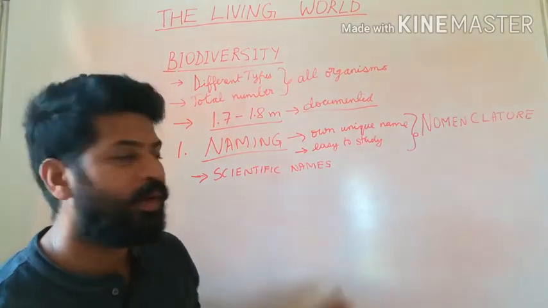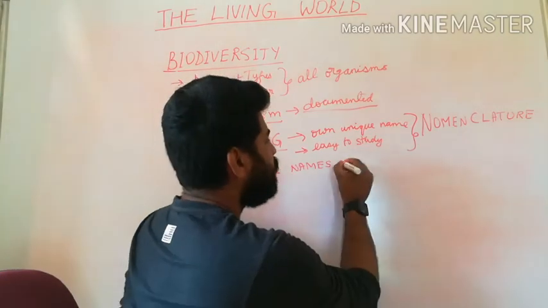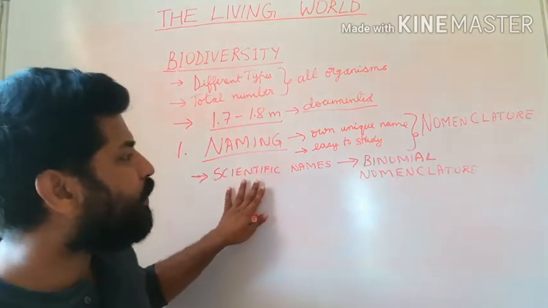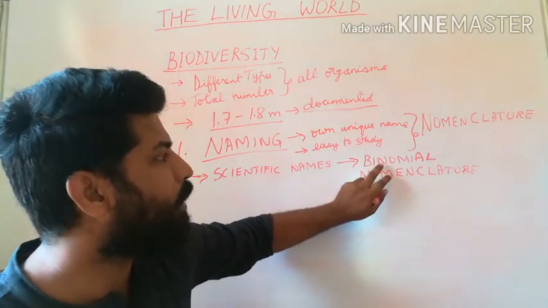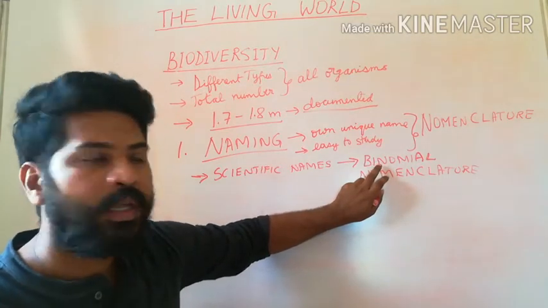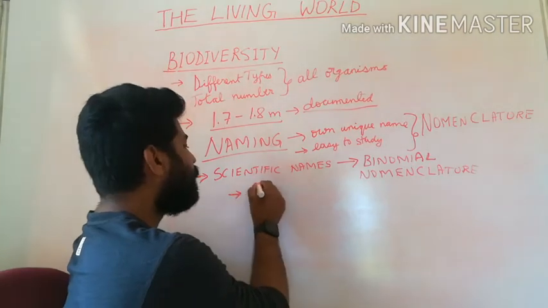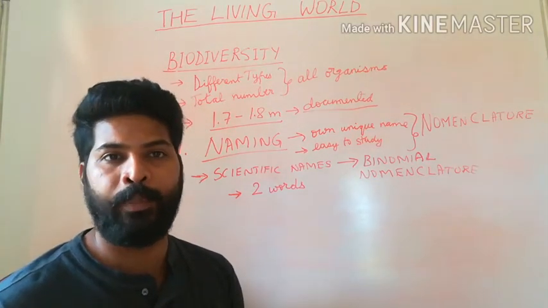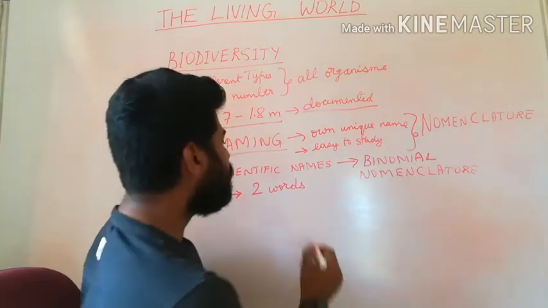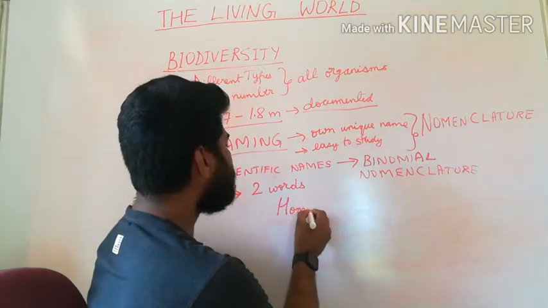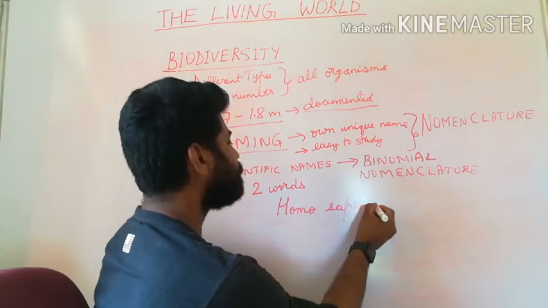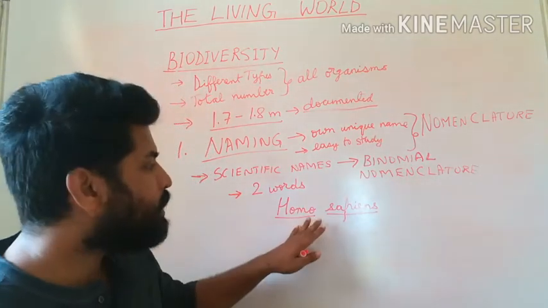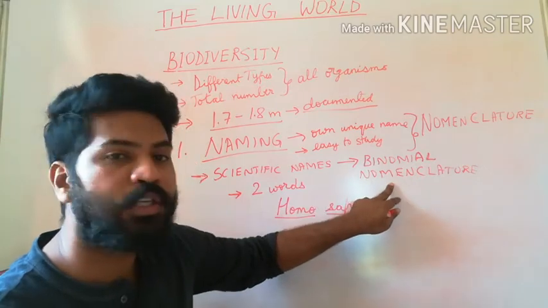One such method of scientifically naming organisms is called as binomial nomenclature. Binomial nomenclature means scientific naming of organisms. Look at the word binomial. So bi means 2. Here every organism has a name which consists of 2 parts or 2 words. Take the example of human beings. The scientific name of human beings is Homo sapiens. So this is the scientific name or binomial nomenclature of human beings.